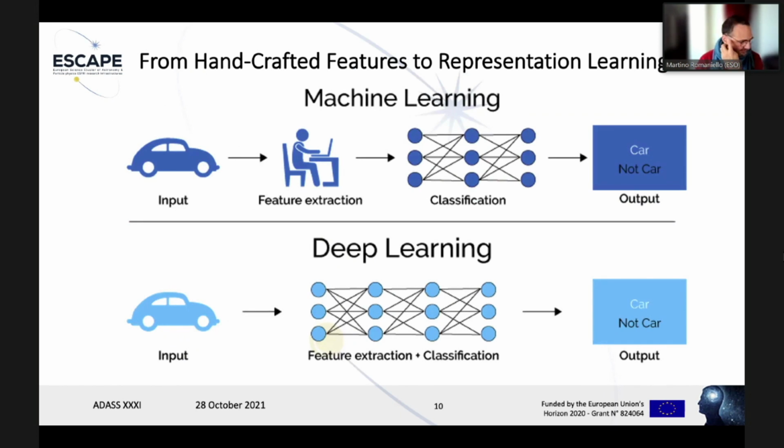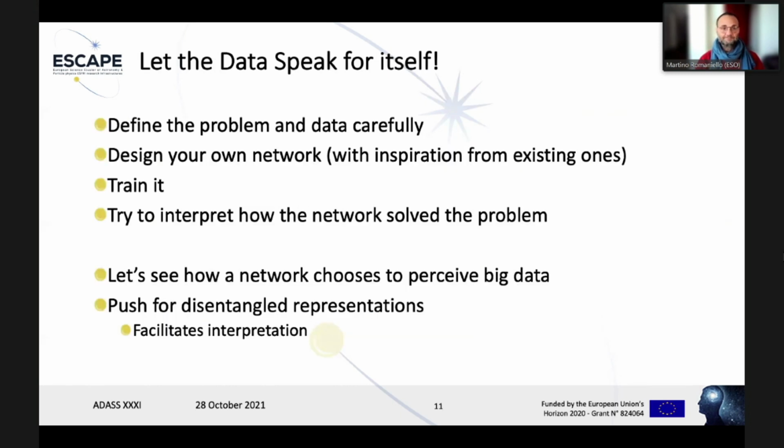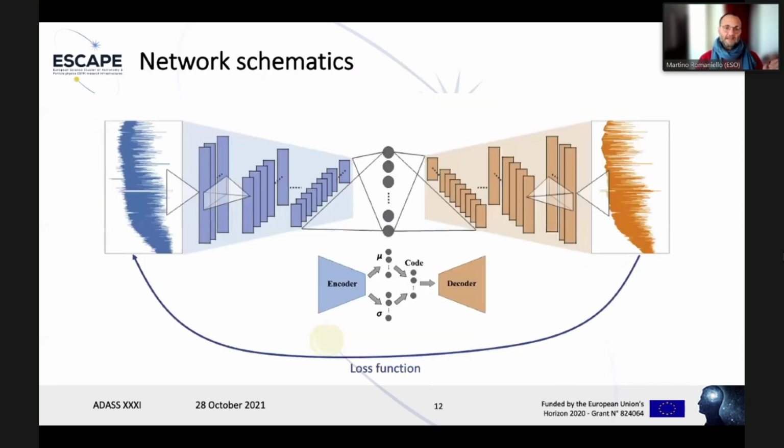So, this is just a slide that says we don't want to do machine learning, we want to do deep learning, because we don't want to impose what the features to be extracted are. Let's see if the machine learns it by itself. So let me move on.